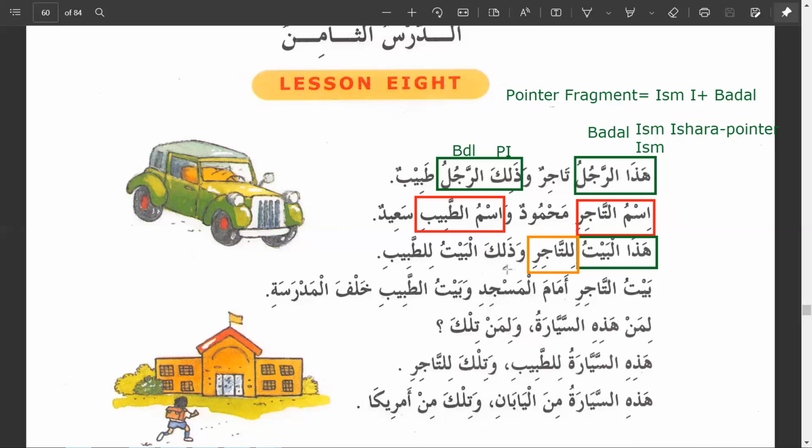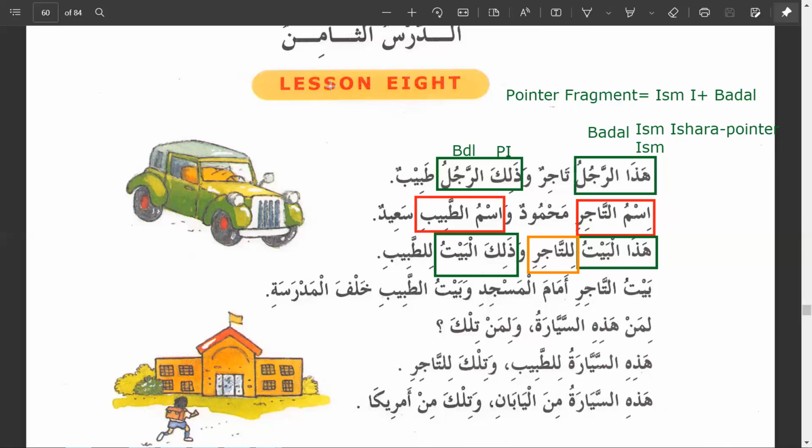Okay, now, wa dhalika al-baitu lit tabibi. وَذَلِكَ الْبَيْتُ لِلطَّبِيبِ. Yes. Dhalika is what? That. So which kind of word is this? Pointer ism. Yes, pointer ism. And then al-baitu is badal. Badal, very good. So both of these together make a pointer fragment. So ism ishara and badal, ism ishara plus badal, pointer fragment.